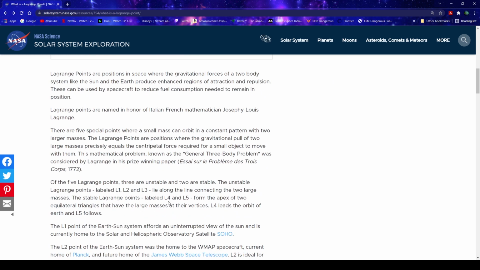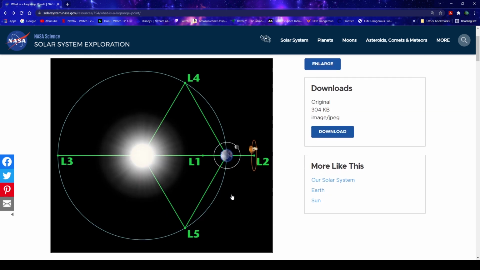The stable Lagrange points, labeled L4 and L5, form the apex of 2 equilateral triangles that have the large masses at their vertices. L4 leads the orbit of Earth, L5 follows, okay? So L4 leads the orbit of Earth, so the Earth's going around this way, anti-clockwise, and then L5 follows, right? So that's just the convention. They label this L1, L2, L3, L4, and L5. So sort of put that into your memory for a second, and now if we switch back to the map in Star Citizen.